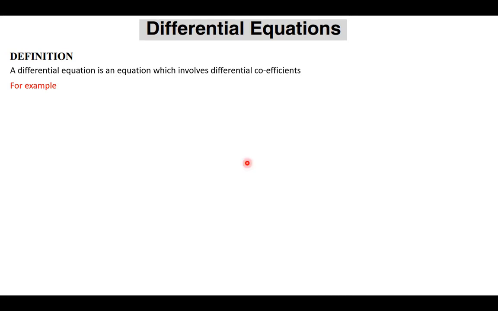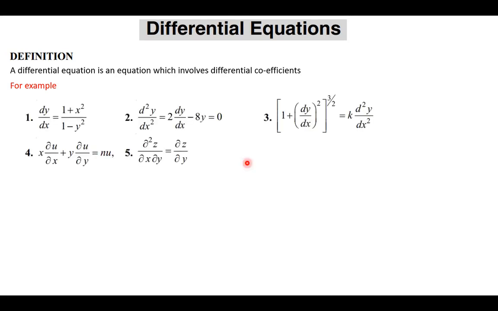So let's look at some examples of differential equations. Like I said, any equation that consists of differential coefficients is called a differential equation. When we look at the first equation, we have dy dx there, with the degree of 1 and the order of 1 as well. Anyway, I'm going to explain everything. But here, since we have dy dx in this equation, we're calling it a differential equation.